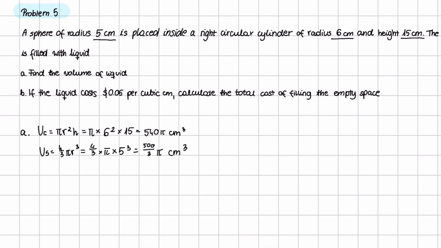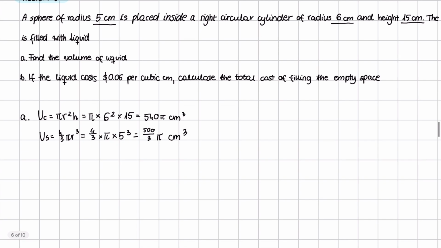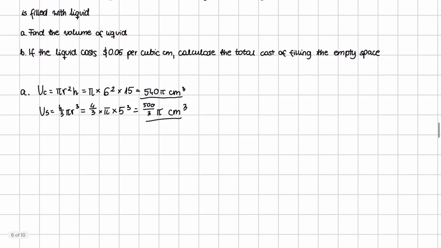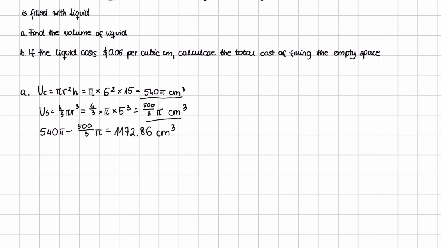And we can calculate it. And these are our answers, and I left it intentionally with pi because that's not our final answer. Our final answer can be left without this pi, however, this is a more exact value. So now we just have to subtract from 540 pi, 500/3 pi, and this is our answer, 1172.86 cubic centimeters.